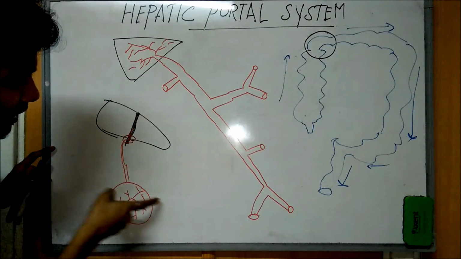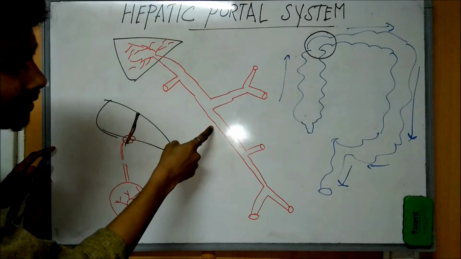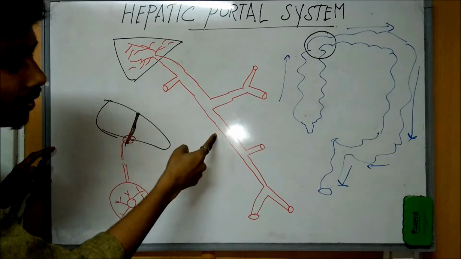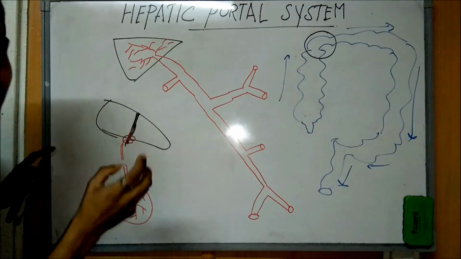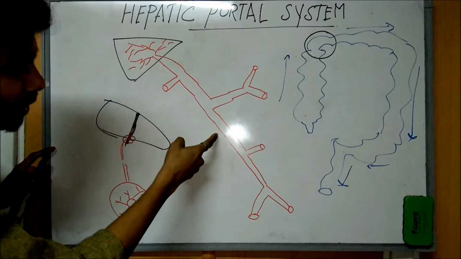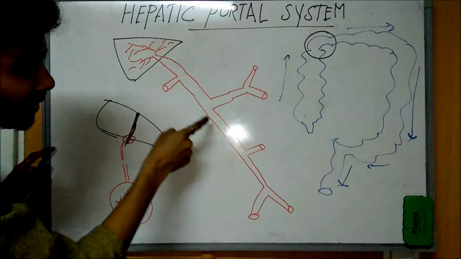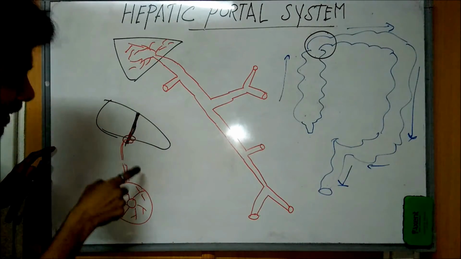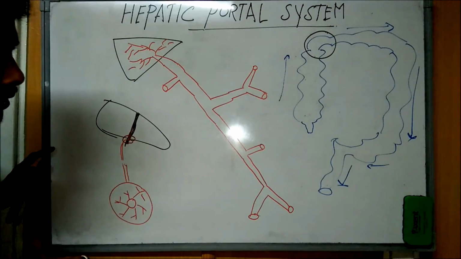So these veins are not joined with the portal vein. This vein is not joined with the portal system. So this vein is directly drained into the liver. They didn't join with the portal vein, and they didn't join with any of the branches of the tree. So this vein is directly drained into the liver in the posterior aspect of the liver.